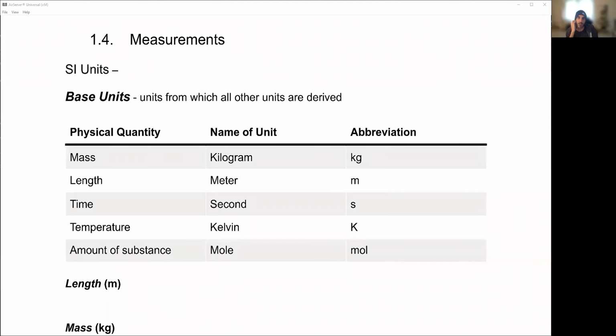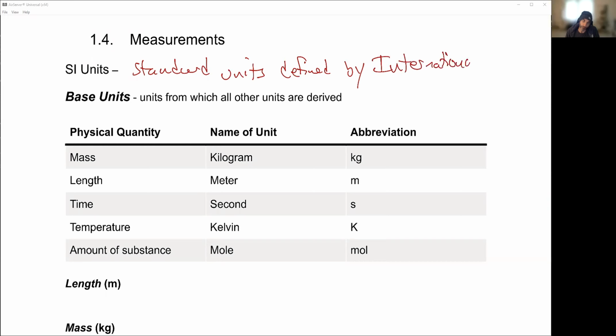We're going to take a look at chapter 1, part 4, or measurements, section 4. So SI units. SI units are the standard units that are defined by the International System of Units. So this organization defines what each of these units mean.